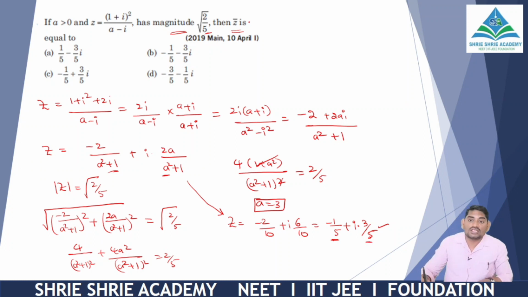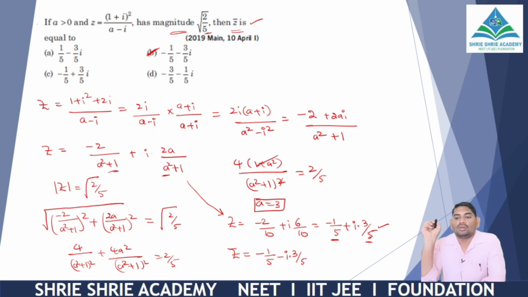What they are asking in the question is the conjugate of the complex number. How can we find the conjugate? Just change the sign of the imaginary part. So minus 1 by 5 minus i into 3 by 5. The second option is the correct answer: minus 1 by 5 minus 3 by 5 times i. So option 2 is correct.